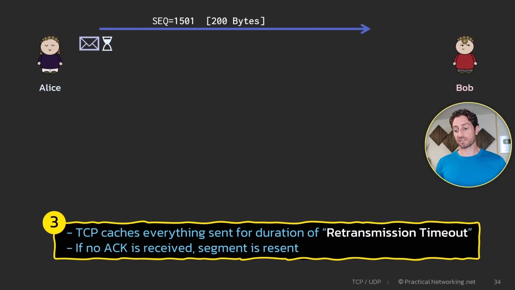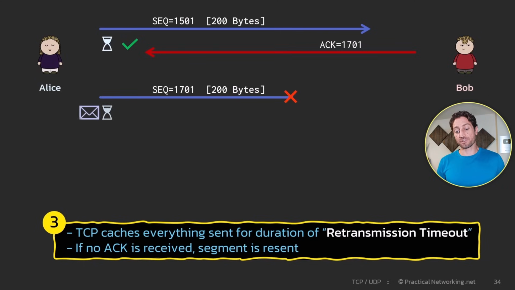Let's say Alice sends a segment to Bob, starting with sequence number 1501 and including 200 bytes. As she sends this, she's going to keep a copy of that packet in cache and start the retransmission timeout. If Bob receives this packet, Bob will send an acknowledgement of ACK 1701, and if Alice receives that acknowledgement, then she can simply delete what she had in cache because she knows that Bob received it. She no longer has to keep track of those bytes since Bob definitely got it on the other side.